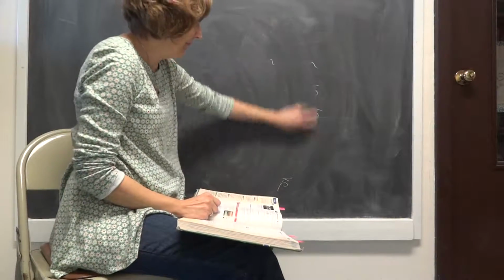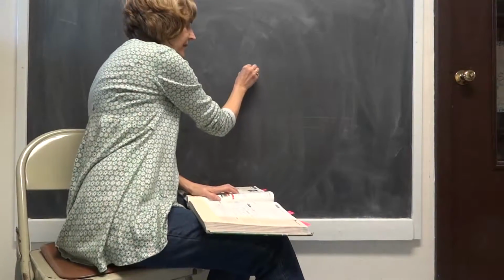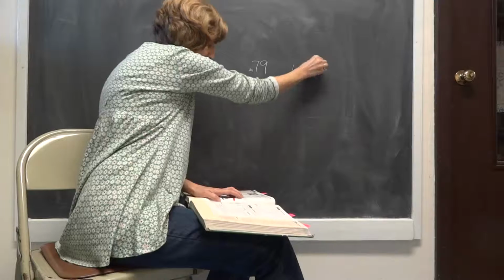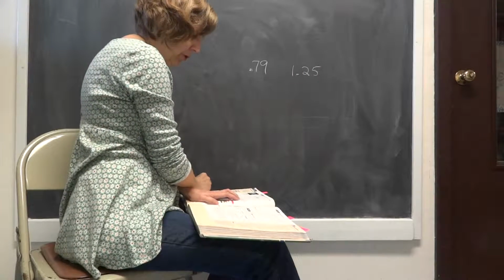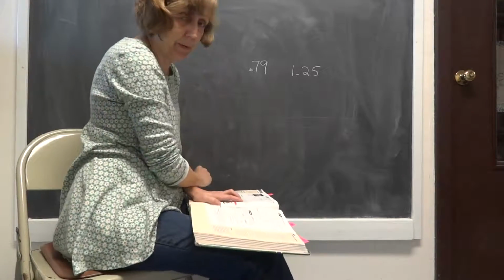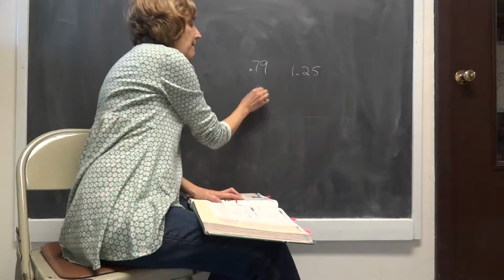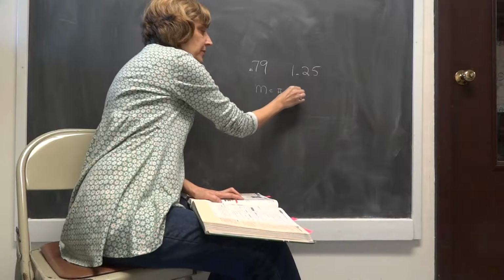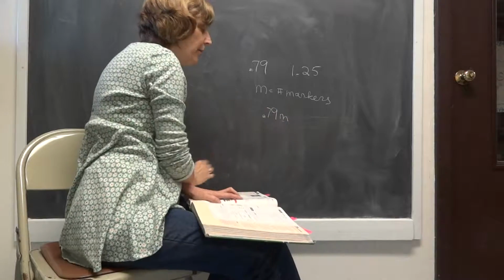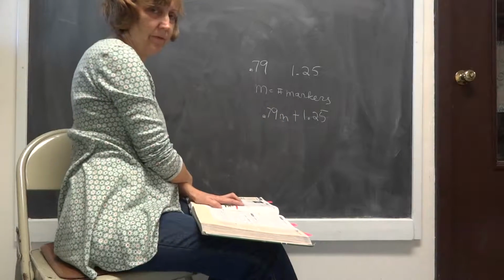Let's look at 2A. It says art supplies cost 79 cents for each marker and $1.25 for each poster board. Write an expression for the total cost of supplies, which includes markers and one poster board. The mystery is they didn't tell us how many markers we bought. So we're going to make M our variable, the number of markers. So 79 cents times however many markers there are, plus the $1.25 poster board. Now we have our expression.